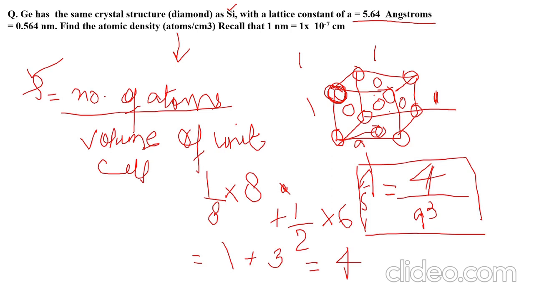When we are finding the formula for the volume of the unit cell, it is in a cubic shape, so the volume of a cube is simply the multiplication of its edges. Edges means the distance between the two corner points, not between the face center point and the corner point. That is my objection.